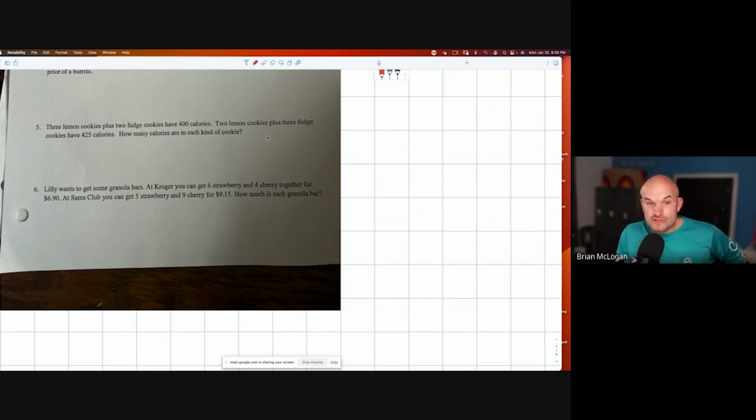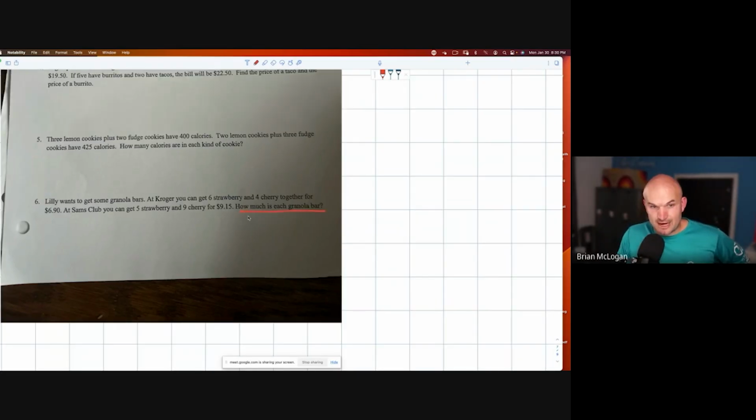Okay, so what is it we don't know? We don't know how much, that's money, for each granola bar. Well, what were the types of granola bars we had? We had cherry and we had strawberry, right? So what are our unknowns? Let's say C is equal to the money for cherry, and S equals the money for strawberry. How much are they going to cost?